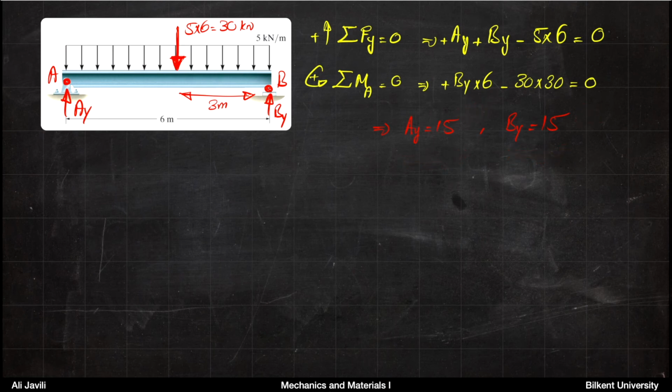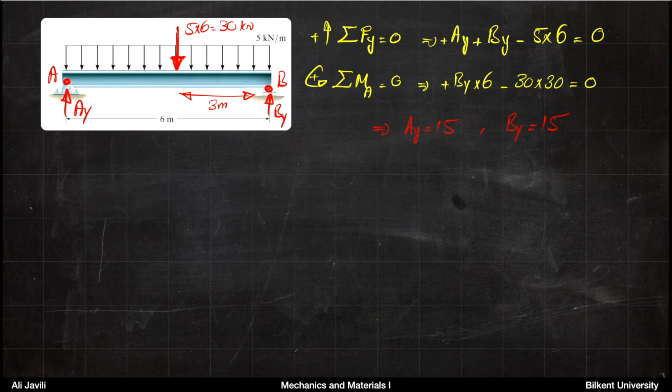Alternatively, you could just imagine that you have a force 30 exactly at the center. It's a symmetric system, so it makes perfect sense that you would have 15 kilonewton on each part to cancel the 30 kilonewton.